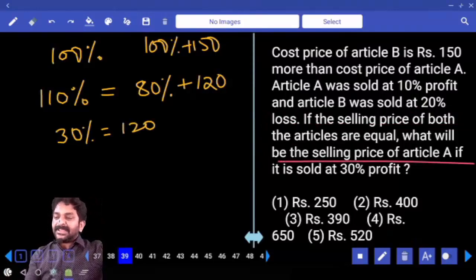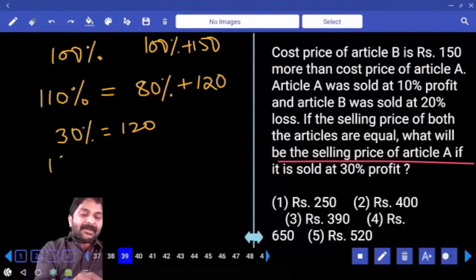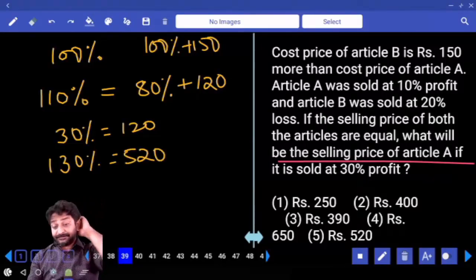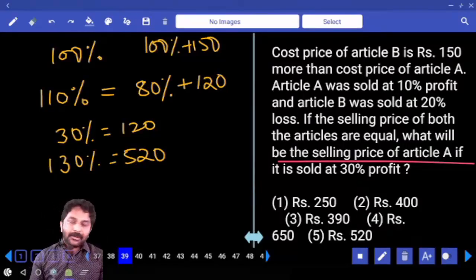What will be the selling price of article A if it is sold at 30% profit? It becomes 130%, right? 30 how many times is 120? 4 times. 130 times 4 is 520. How much? 520. Followed.